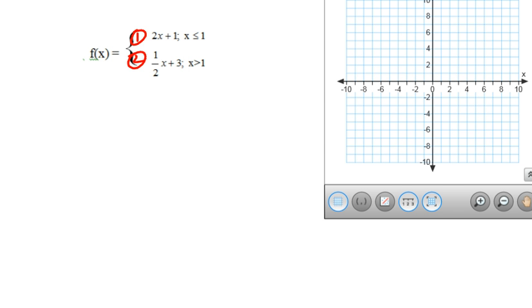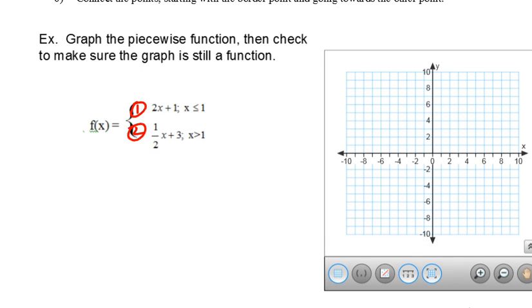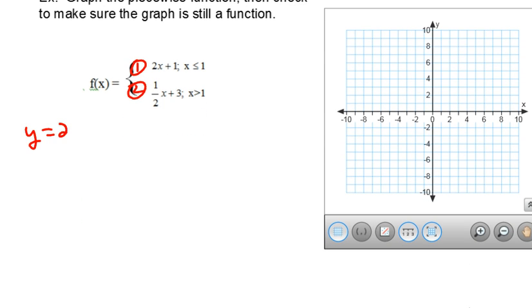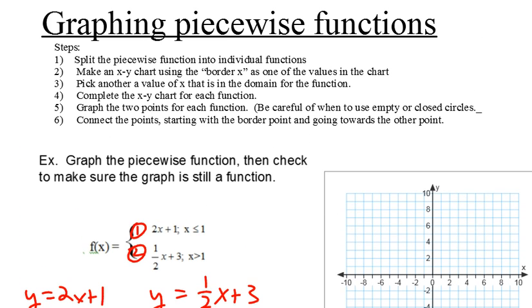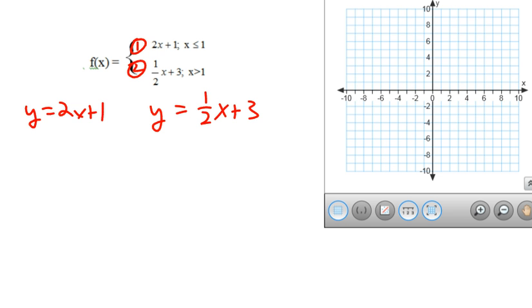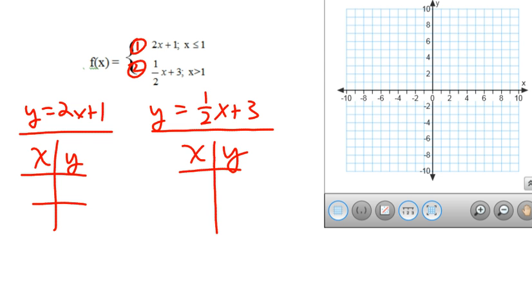So the first thing I'm going to do is split my piecewise function up into the individual functions. y equals 2x plus 1 and y equals 1/2 x plus 3. Now both of these are lines. To graph lines, I know I need 2 points. All right? Now, to graph a line, couldn't I pick numbers for x, plug them into the equation and figure out what y is? Well, in step 2, I'm going to make an xy chart to do that. So to graph a line, I need an xy chart. I need 2 points. For this line, I make an xy chart. I need 2 points.